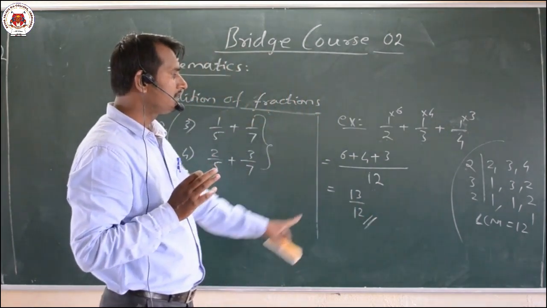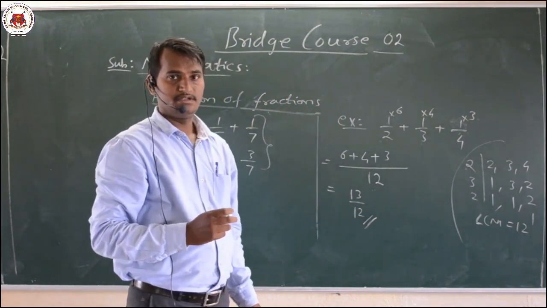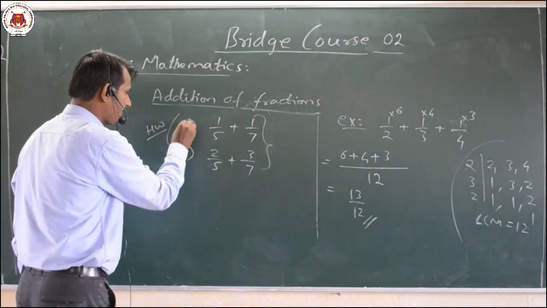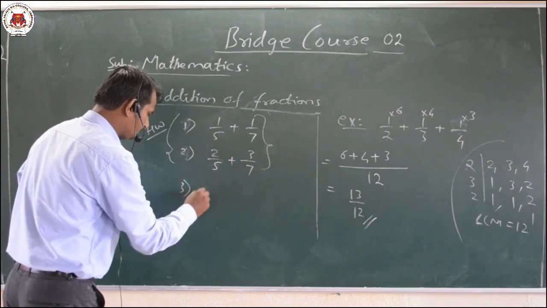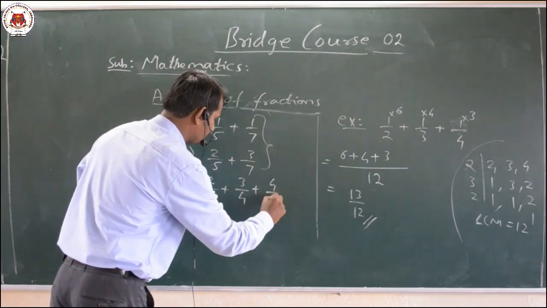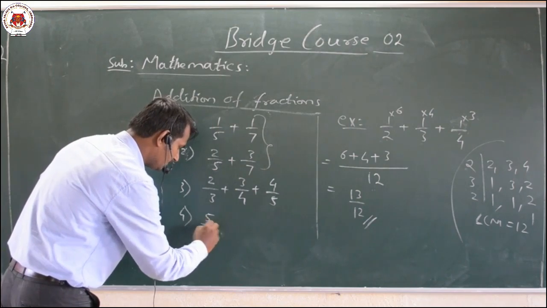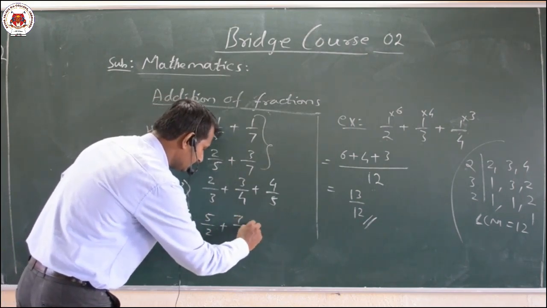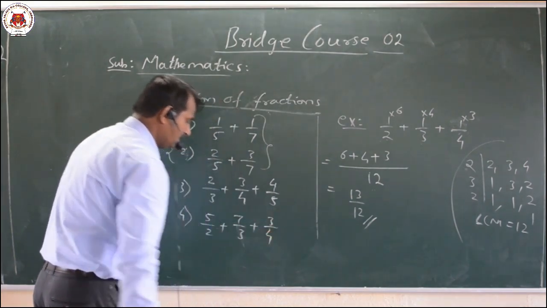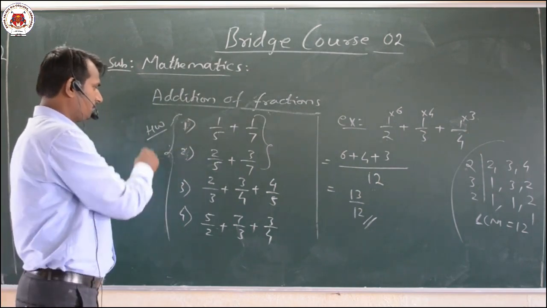Okay, it was a very clear example to find out the addition of three fractions. Okay, let us have these problems as homework now again. 2 by 3 plus 3 by 4 plus 4 by 5. Okay, one example. Then the fifth one, 5 by 2 plus 7 by 3 plus 3 by 4. Okay, you can take this problem as homework. These four problems as homework.